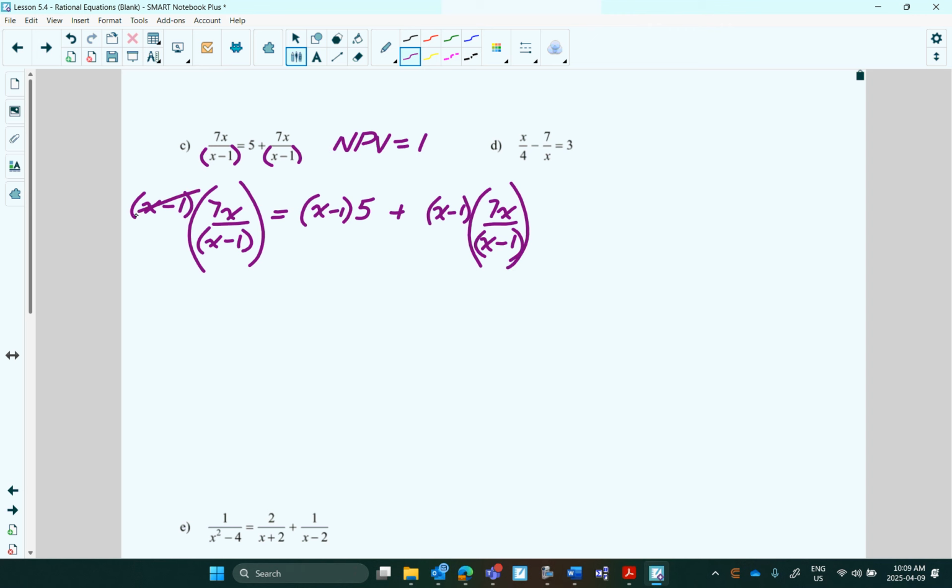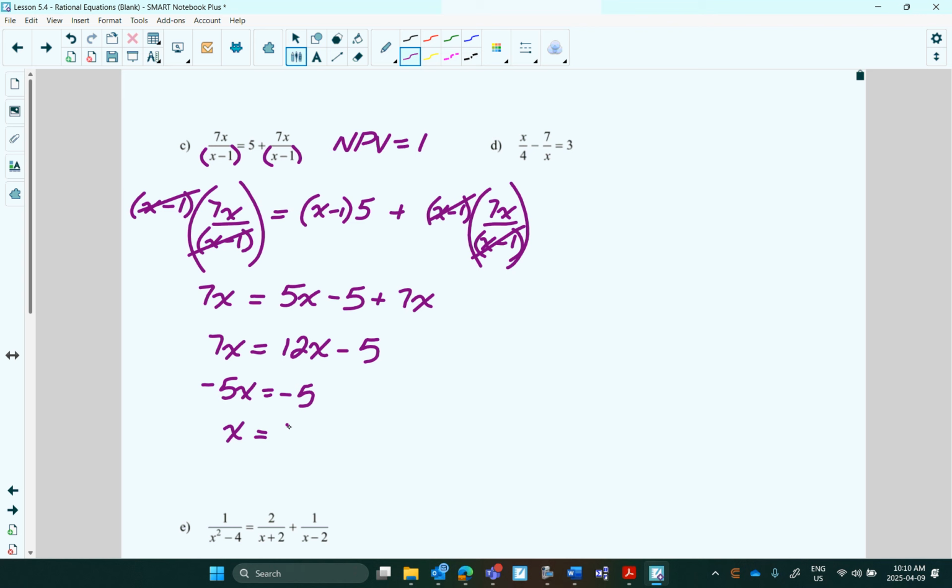So when you do that, if you do it all correctly, those cancel, you're left with 7x. X minus 1 times 5, I have to multiply both of them by 5 to get 5x minus 5. And these also work out to just 7. Well, I can simplify them, right. 7x equals 12x minus 5. Take the 12x over, so it becomes negative 5x equals negative 5. Divide both sides by negative 5, and I get x equals 1.